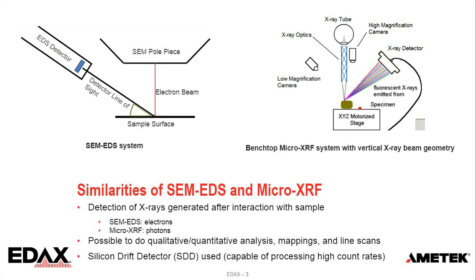So to summarize, in the SEM-EDS, the X-rays are generated by electrons, and in Micro-XRF, the X-rays are generated by the X-ray photons from the X-ray tube. For both techniques, it is possible to do qualitative and quantitative analysis, as well as mapping and line scan. And both of them use SDD detectors to detect X-rays. So the SDD detector is a liquid nitrogen-free operation, and it's capable of processing high count rates.